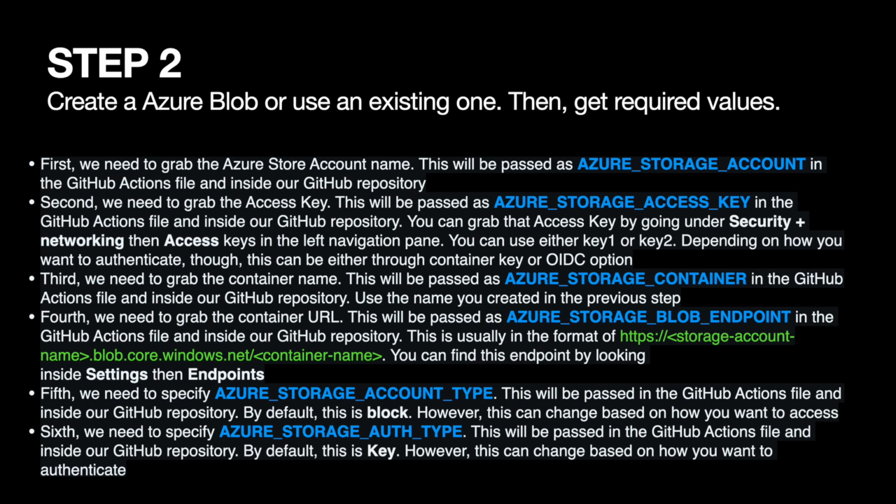Fifth, we need to specify AZURE_STORAGE_ACCOUNT_TYPE. By default, we set it as a block, but if you want to change it to another option, feel free to explore. Lastly, we need to specify AZURE_STORAGE_AUTH_TYPE. By default, this is set as a key, but if you want to use a container option, another option, you need to change this.